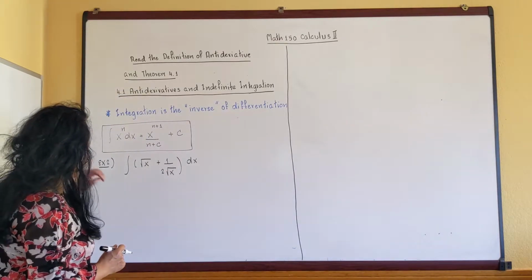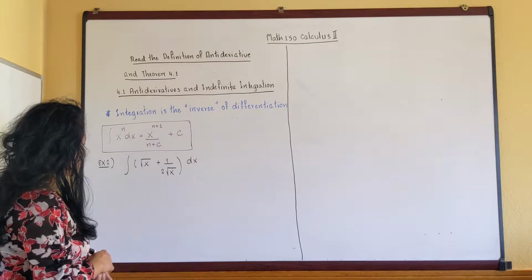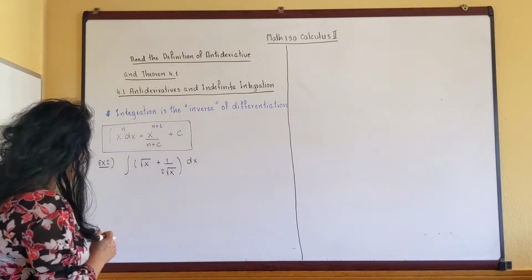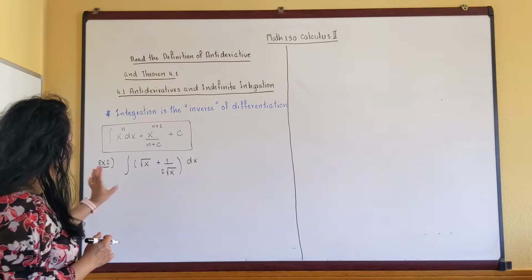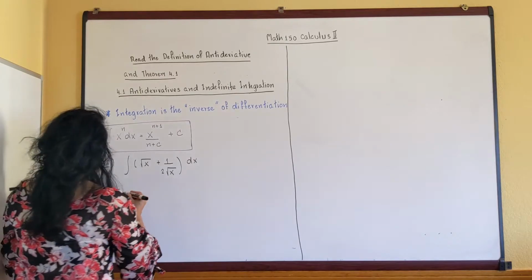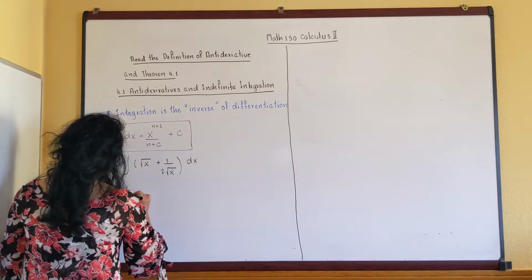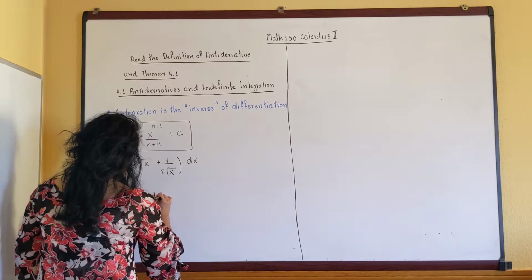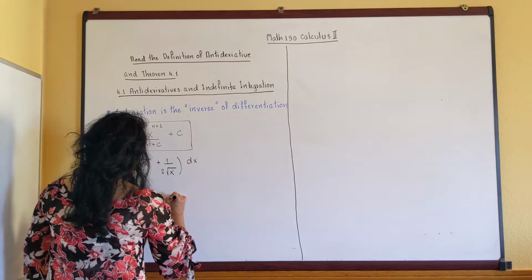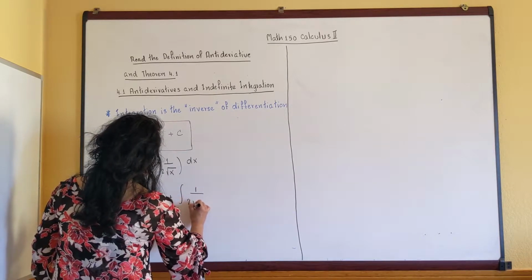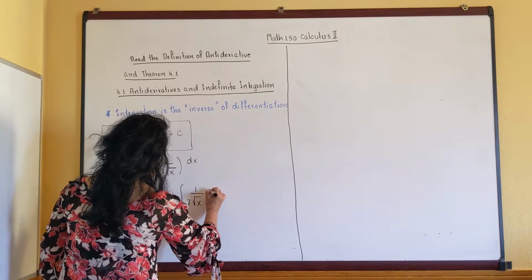I have an integral of the quantity square root of x plus 1 over 2 square root of x, dx. I'm going to apply the first rule, which means I'm allowed to take an integral of each term individually. So I'm going to have an integral of square root of x dx plus an integral of 1 over 2 square root of x dx.